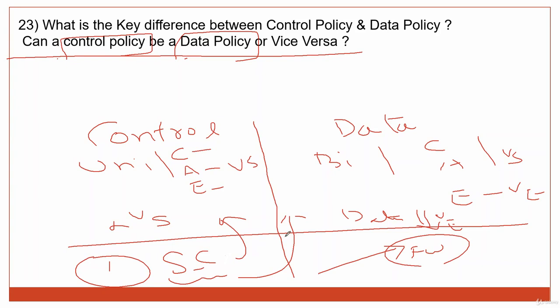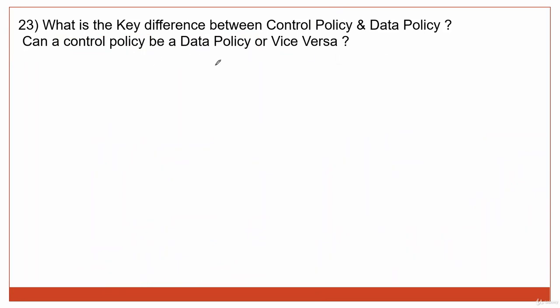If you create the service chaining with a control policy, then you have to apply it in two directions, or at least create two policies, in to out and out to in. But the good thing about data policy service chaining is that you have to create it only once, because data policy is bidirectional, applied in two directions. So control policy and data policy cannot be exchanged, but some of the rules that a control policy can do can also be achieved with a data policy. Not all the rules, but a few.